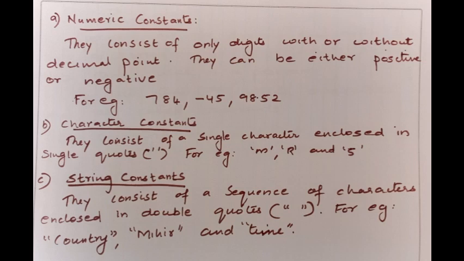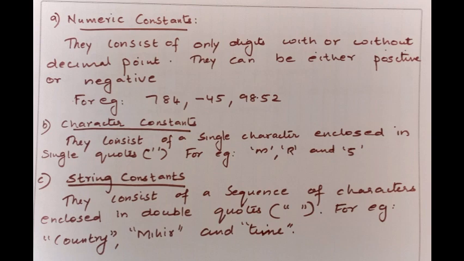Okay, children, the three types of C++ constants are: first one numeric constant, character constant, and string constant. What are numeric constants? They consist of only digits with or without decimal point. For example, 784, 98.52, and you can also see minus 45. So it can be either a positive or negative value.